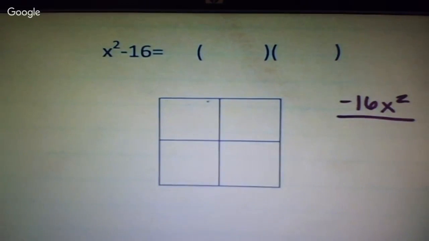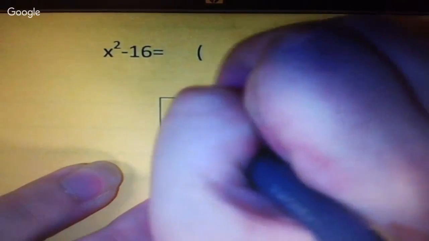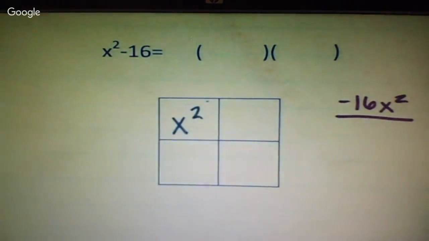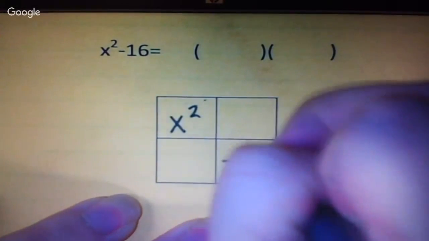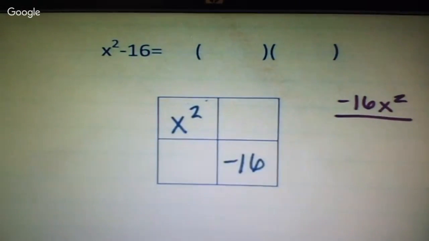My A value still goes in the top corner, x squared. It's always your squared term. Your C value is always the number left by itself. It's your constant value. So we've got negative 16 down here. We're missing that B value, that middle term. So what is it? 0. If it's missing, it's a value of 0.